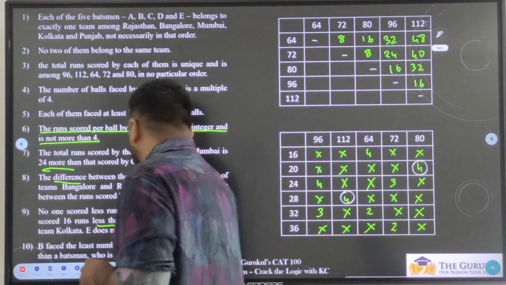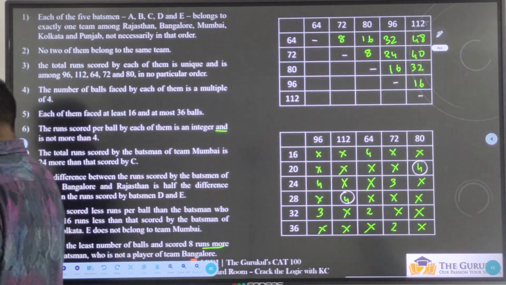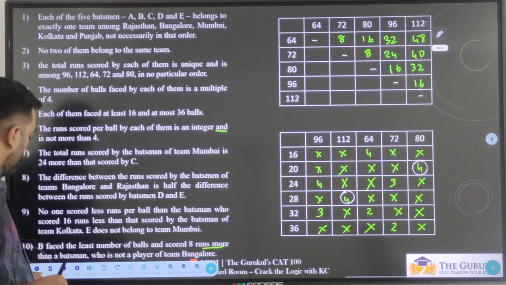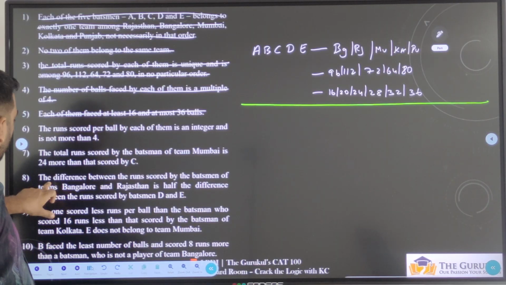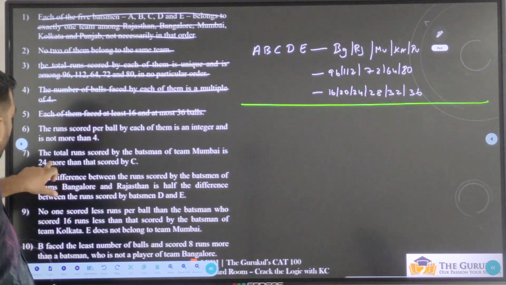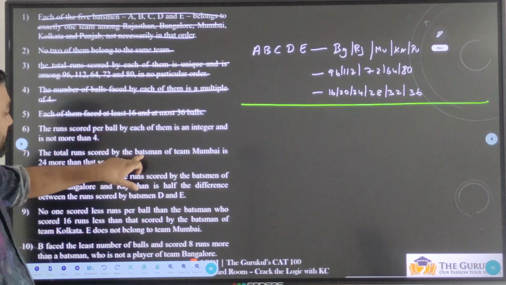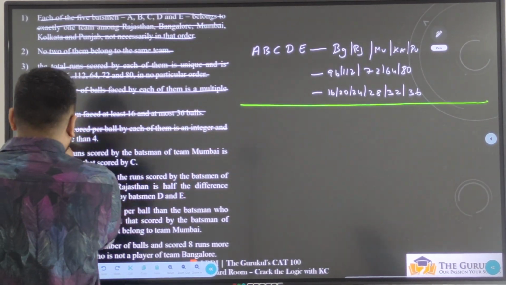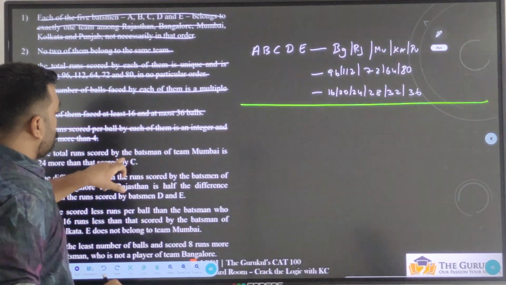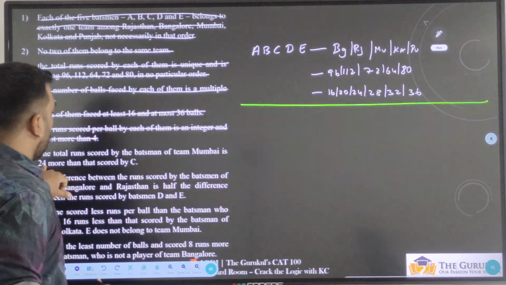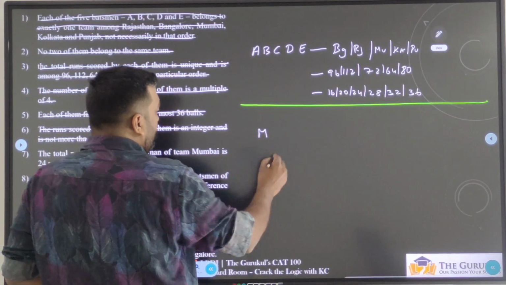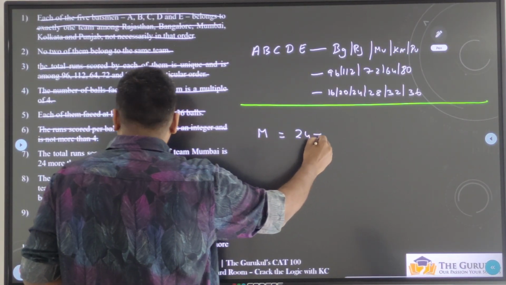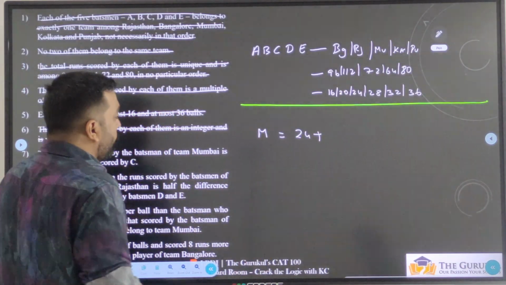Okay. Now let us erase all this information. Now let's try to see. What is there? The difference between the runs scored. Okay, the total number of runs scored by the batsman. Till here we are done. This statement is also done. We already used this. The total runs scored by the batsman of Mumbai team is 24 more than whatever is scored by C.